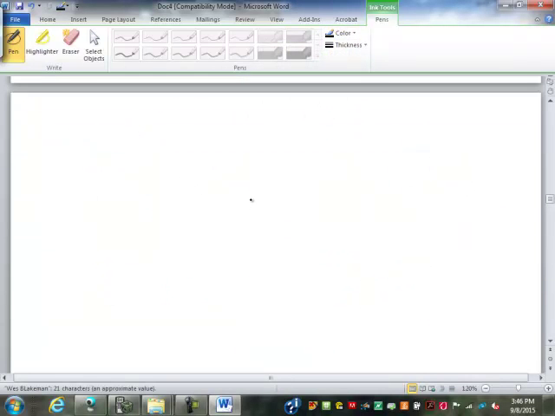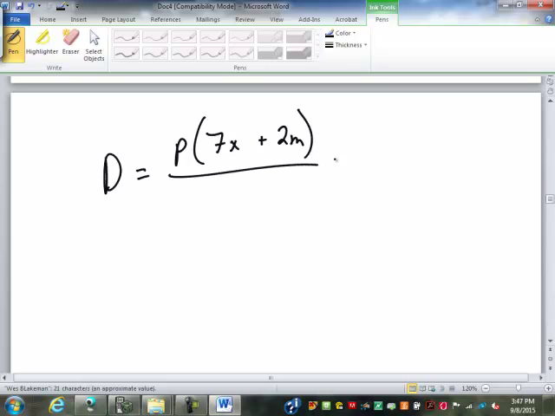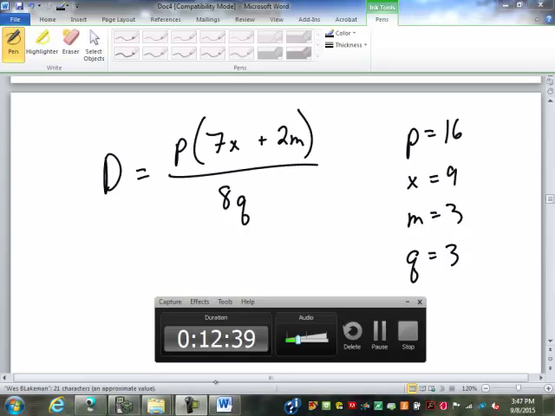So if I give you something like this, where P equals 16, X equals 9, and M equals 3, and Q equals 3. Evaluate for D. I'll give you a couple minutes.